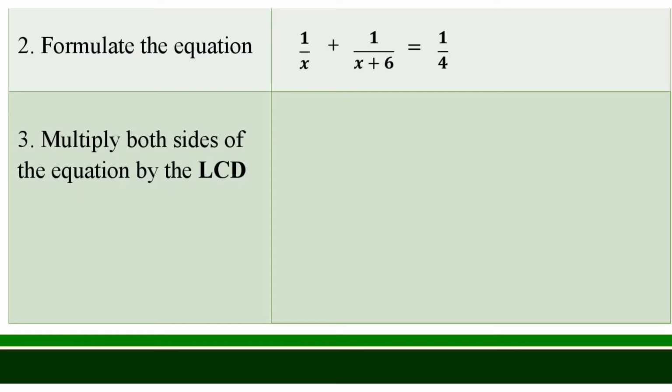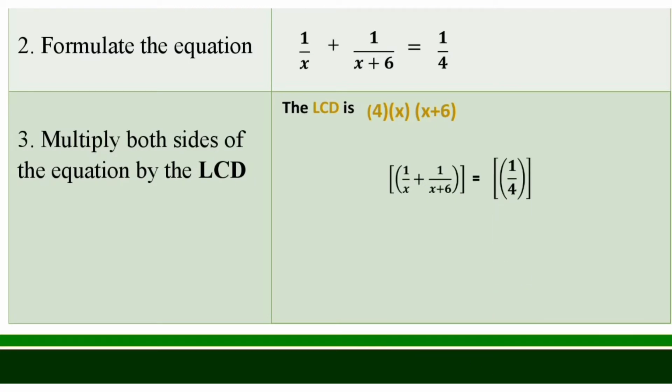Next, number 3. Multiply both sides of the equation by the LCD. Again, the LCD stands for the least common denominator. Now, the LCD in the given problem is 4 times x plus 6, because here, the denominators we have are x, x plus 6, and 4. So, given the equation 1 over x plus 1 over x plus 6 equals 1/4, it is stated that we are going to multiply both sides by the LCD.